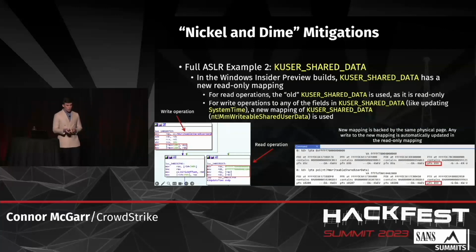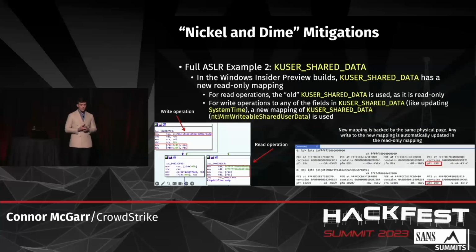This says read-only mapping. That's a typo by me. It should say writable mapping. But in the latest insider preview builds, this has been mitigated. And what's happened is Microsoft, instead of randomizing the address, which would be an interesting engineering feat, created a new mapping. A mapping essentially is another virtual memory address that's different from KUSER_SHARED_DATA, the historical address, but they're backed by the same physical memory.